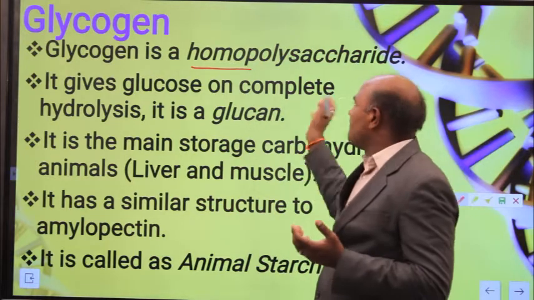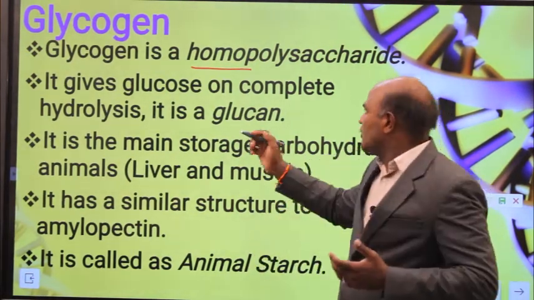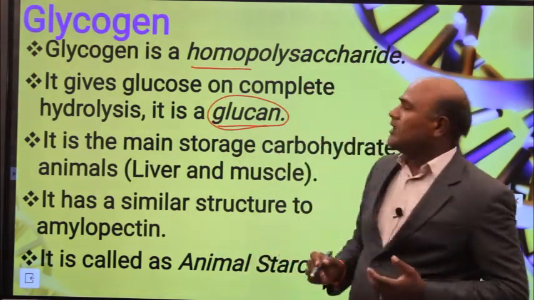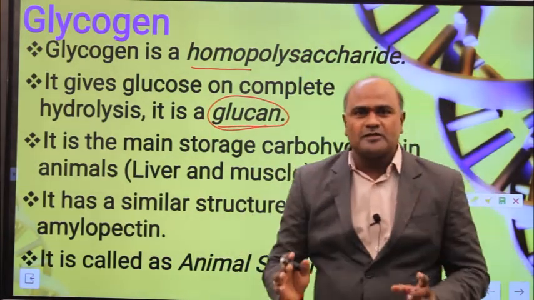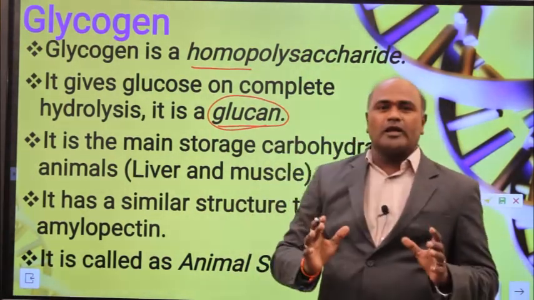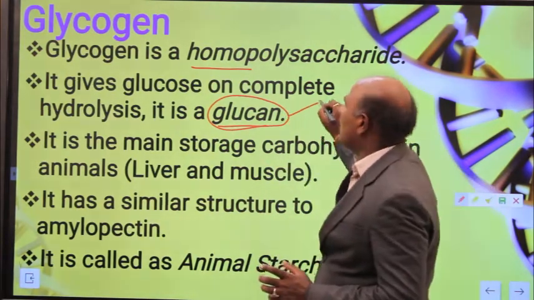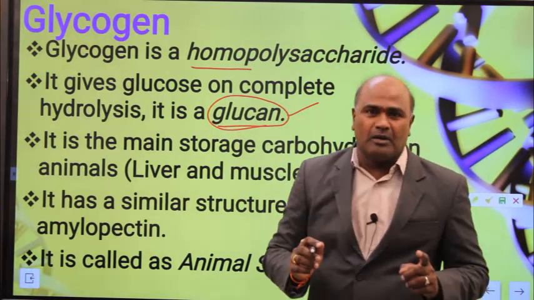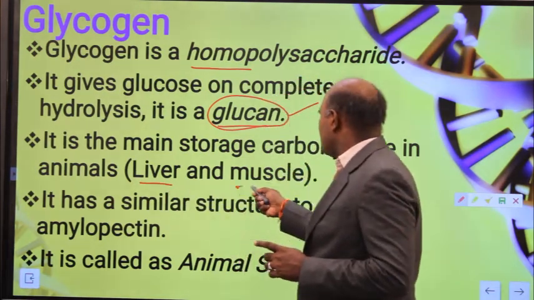When you do the complete hydrolysis process, you can get glucose. This is a very important glucose. Glycogen is a homopolysaccharide, and when you do the hydrolysis process, you will get this compound, whose name is glucose. It is the main storage carbohydrate in animals. You can find it in the animals' liver and muscle.